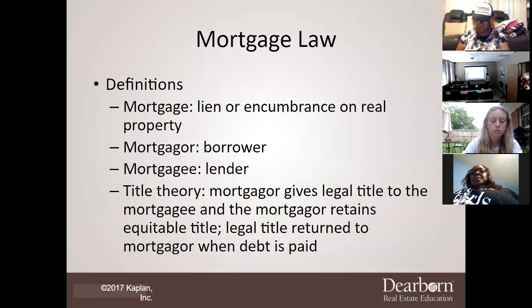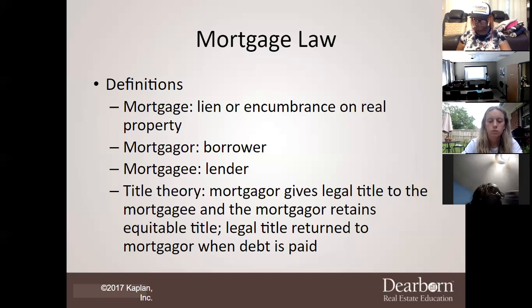Title theory. The mortgagor gives legal title to the mortgagee, and the mortgagor retains equitable title. Legal title is returned to the mortgagor when the debt is paid. So the mortgagor gives legal title to the mortgagee, and the mortgagor retains equitable title, which means they still have equity. They have equitable title. And the legal title will be returned to the mortgagor when the debt is paid.